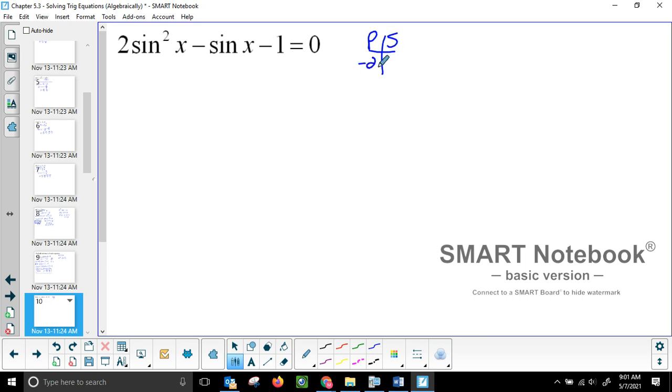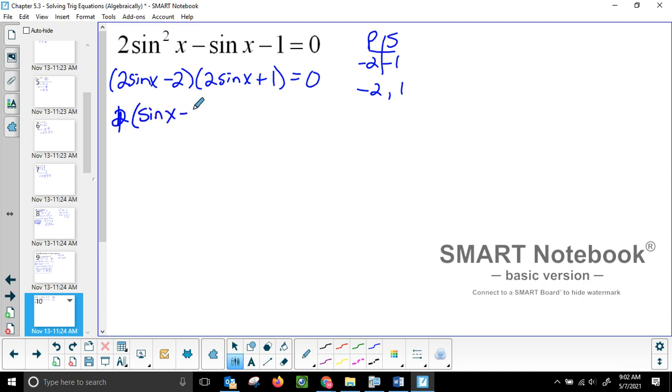So 2 times -1 gives me that -2, and here's -1. So of course, again, we have -2 and 1, right? So we would have 2 sine x minus 2 and 2 sine x plus 1. Of course, we'd have to pull a 2 out here and throw it away, and we'd be left with sine x minus 1. Nothing comes out of here, so that stays 2 sine x plus 1. Set each of these equal to 0 and solve.